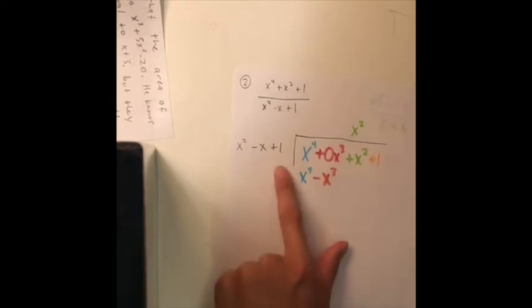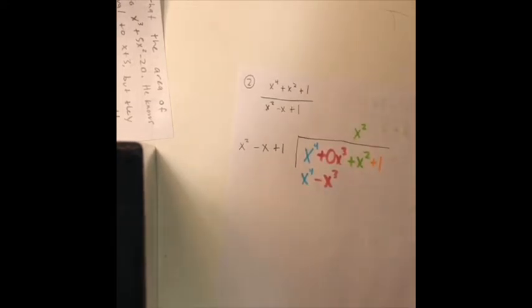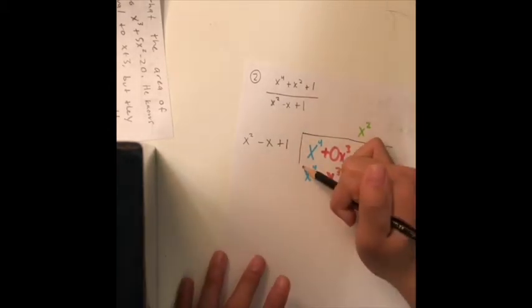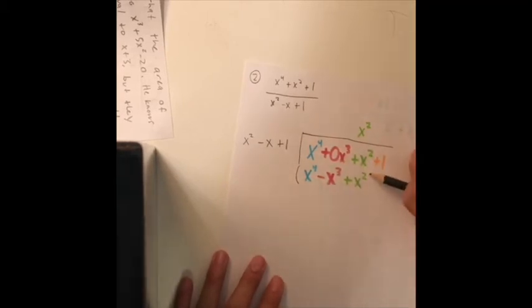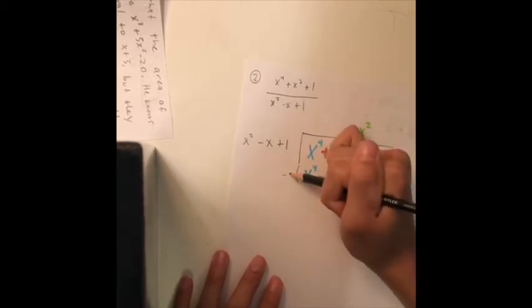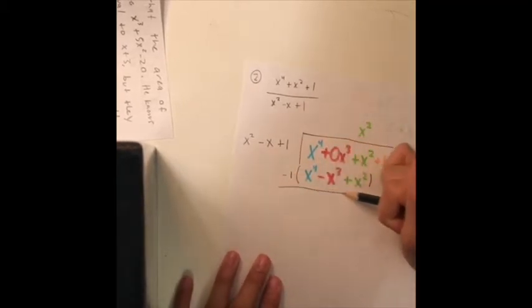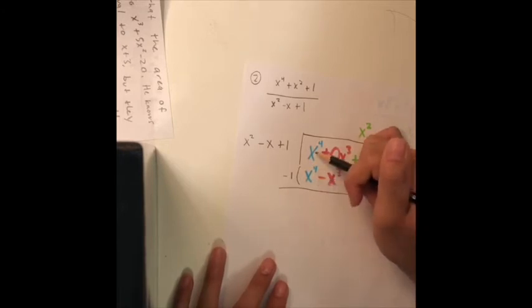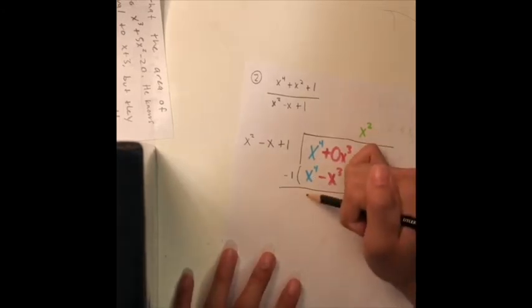X squared times 1. X is going to be x squared. Now here's something really important. We're going to want to multiply all of this by -1, and then add it together with the terms it's lined up with. So -1 times x to the 4th is negative x to the 4th. X to the 4th minus x to the 4th is going to be 0.